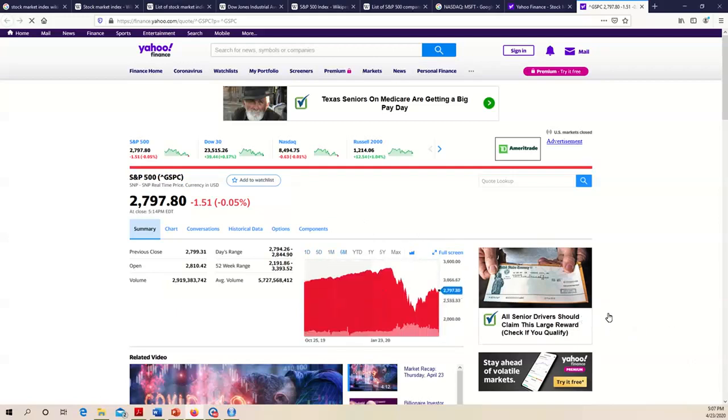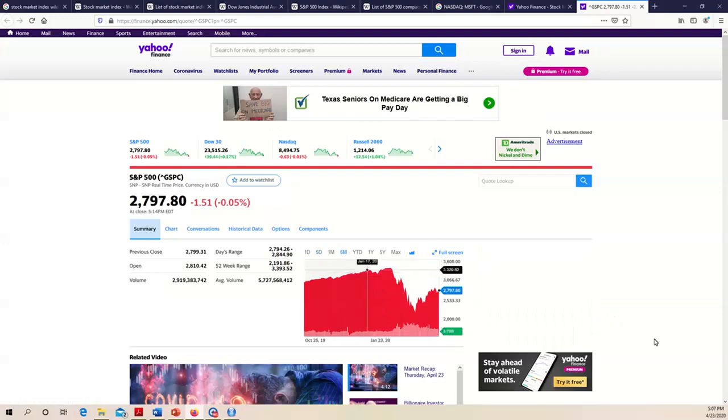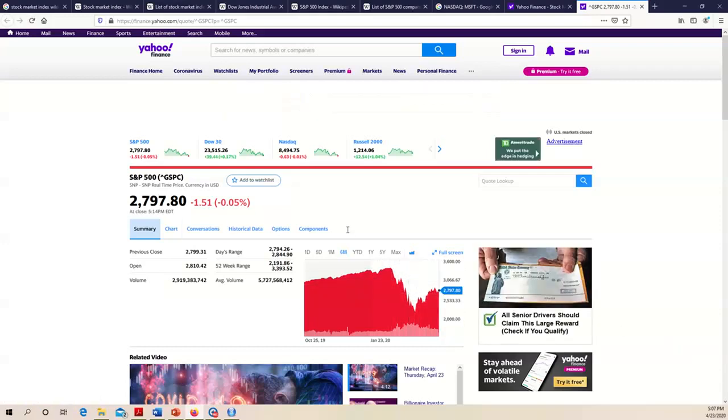Here, over the past 6 months time window, you can see the S&P 500 index's value has decreased from over 3,000 points to roughly 2,800 points right now, right? And the reason, you can tell why, because of the what? The coronavirus, right? The global pandemic. Okay, so this is the S&P 500 index.